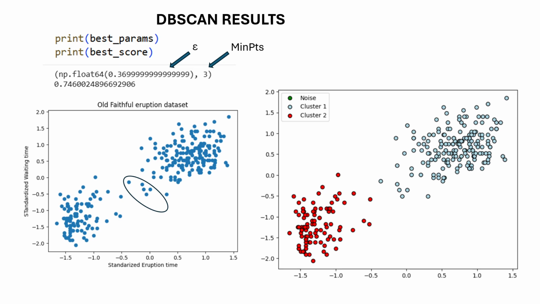The scatter plot on the left shows the standardized variables before clustering, where the circled samples appear to be possible outliers. However, the DBSCAN results on the right identify two distinct clusters without classifying any samples as noise. The optimized values of epsilon, min points, and the corresponding silhouette score obtained from the nested loop are also shown.